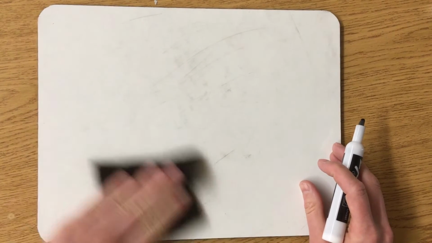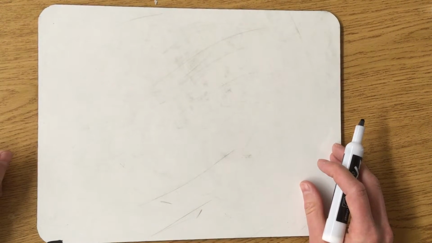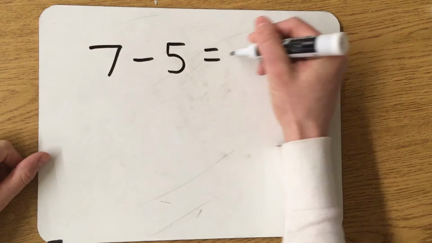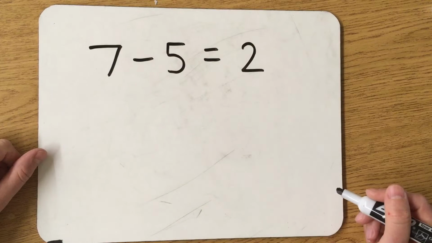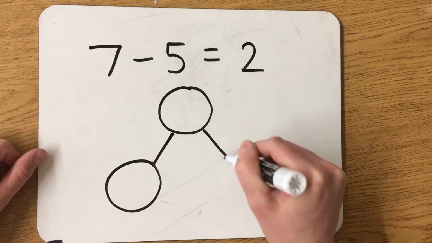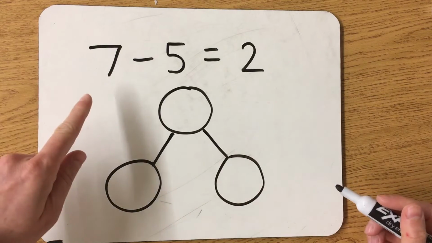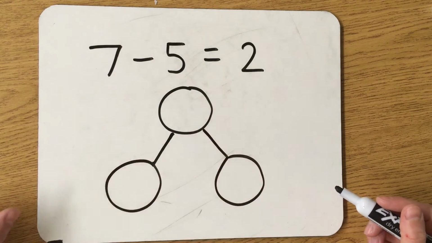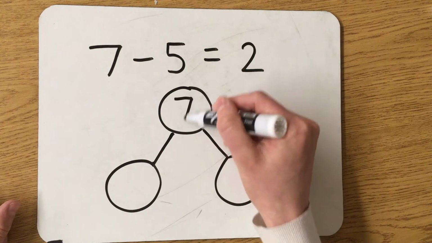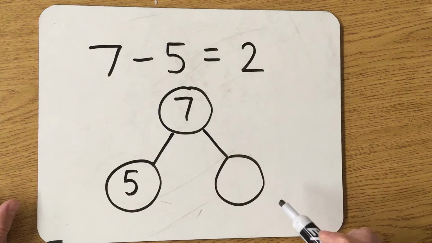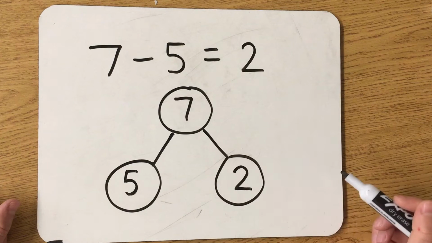Let's try another example where I give you a subtraction equation and you fill the numbers in on the number bond. 7 take away 5 equals 2. Whole group, take away one of the parts, equals the other part. You know the whole group, you know one of the parts, and you know the other part.